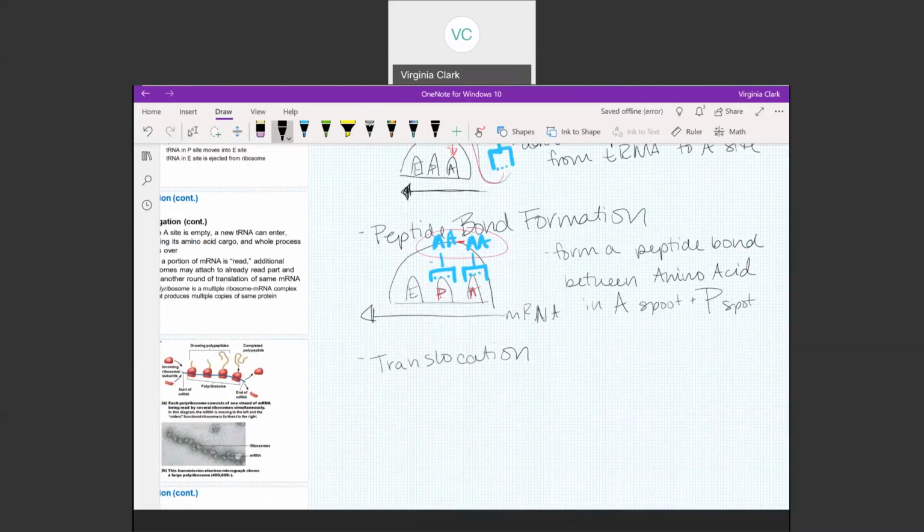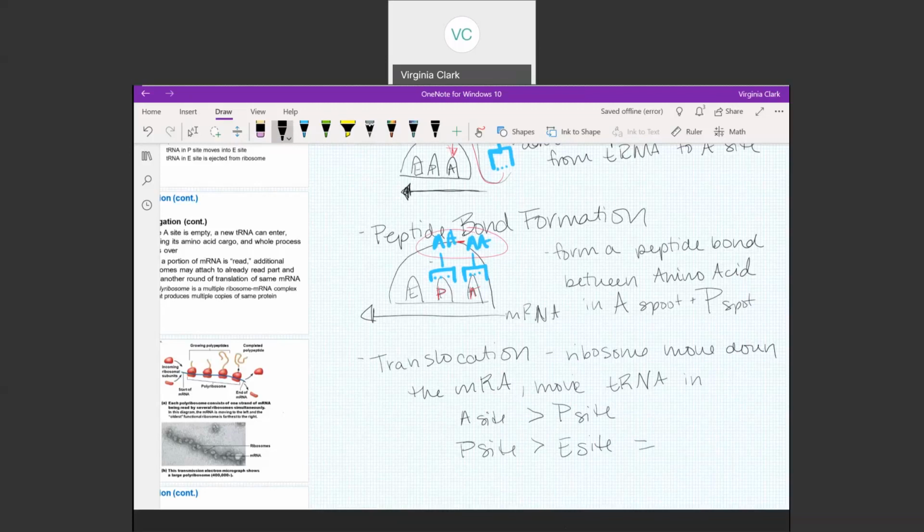With translocation, you are going to have the ribosome move down the mRNA. And as it does, it will move the tRNA in the A site to the P site. And the thing that was in the P site will move to the E site, and this will get released, empty.